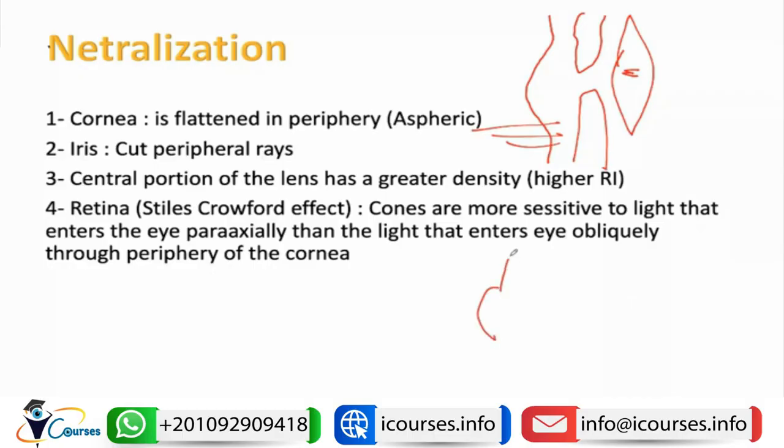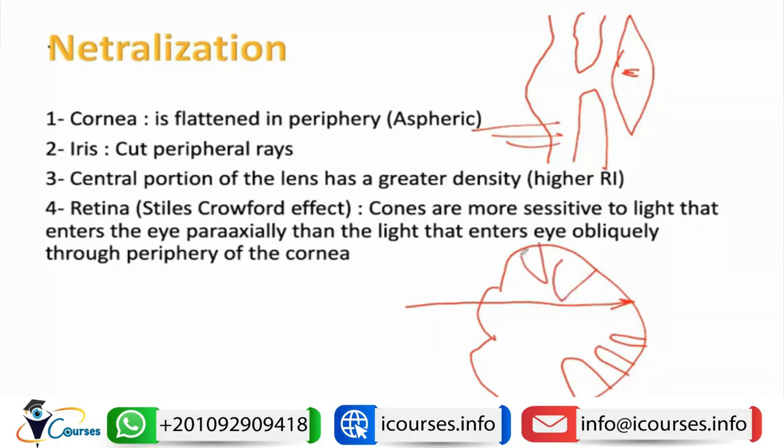Meaning that if we have a cornea and a lens, the eye is more sensitive, or the photoreceptors, specifically the cones, are more sensitive to the light that hits the retina from the center, the axial area. However, if a light ray enters the eye obliquely and hits the photoreceptors from the periphery, then these light rays and this image will be neglected by the eye, and this is called the Stiles-Crawford effect.